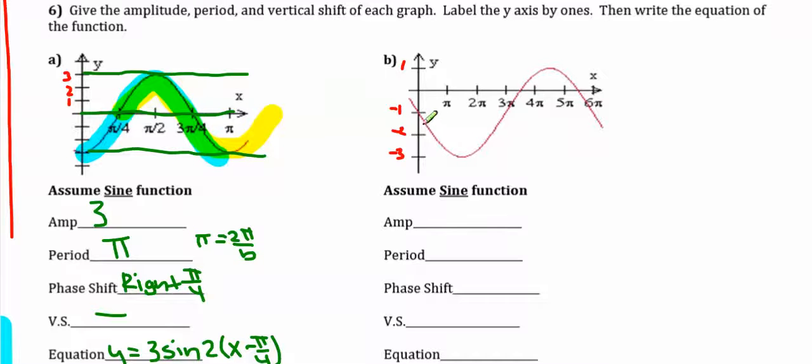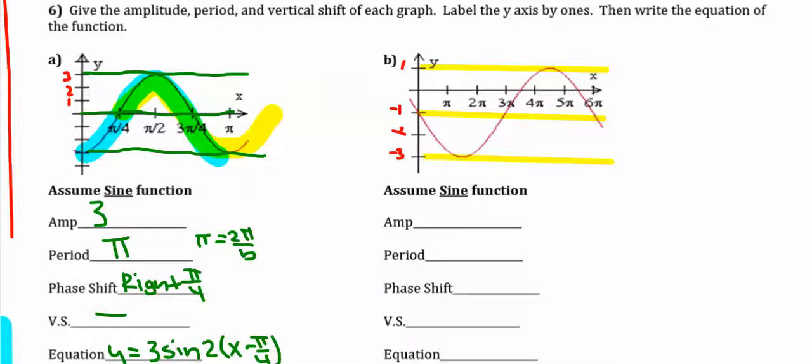A sine function is going to start at the midline. So first we need to determine where the midline is. So if 1 is my maximum, if -3 is my minimum, that's a total distance of 4. So half of 4 is 2, so I know that my midline is going to be right here at -1.